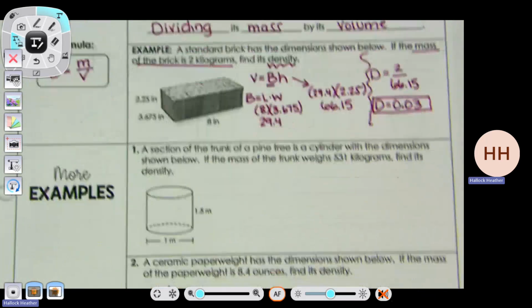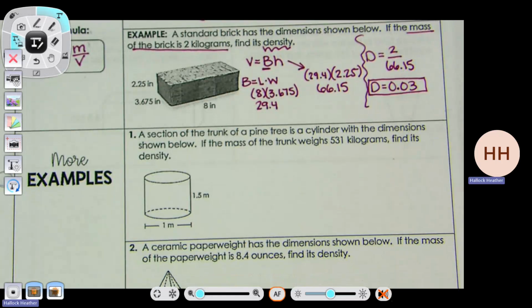Number 1. It says a section of a trunk of a pine tree. So if you've ever gone out and tried to pick up a piece of a cut down tree, you're talking about a piece of a log, okay? Is that going to be light or heavy? Pretty heavy. Has anybody tried to do that before? It's not light, unless your tree is very thin. But if it's a big tree trunk, it's going to be heavy. So our answer is going to be heavier.